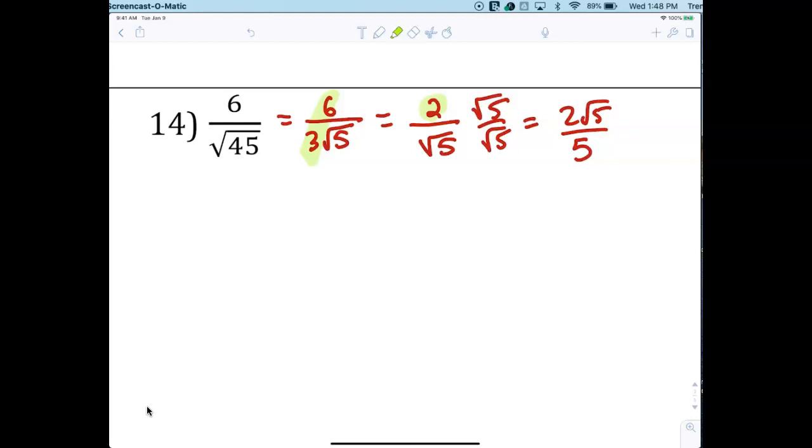I get the rest. Are you asking me how I got 3 radical 5? How do you break down 45? You just told me, a 9 times 5. What's the square root of 9? 3. Oh. Yeah.